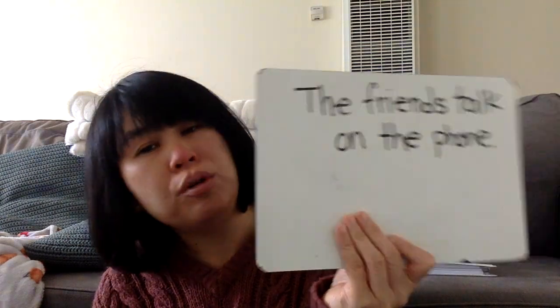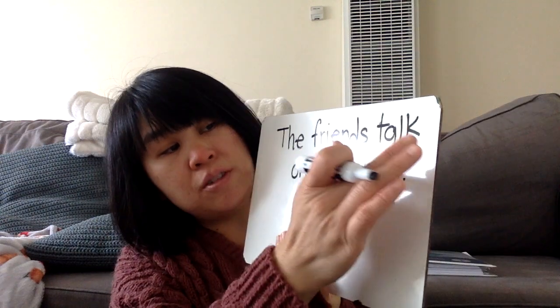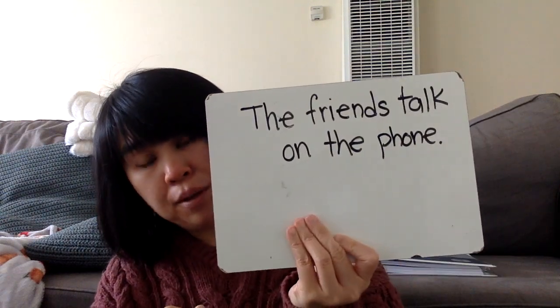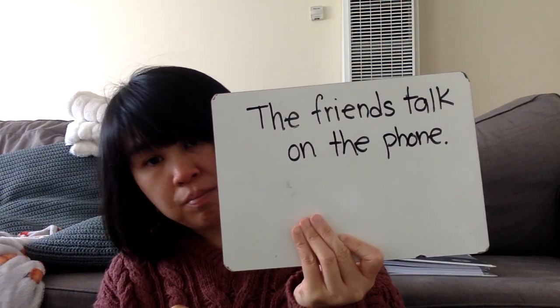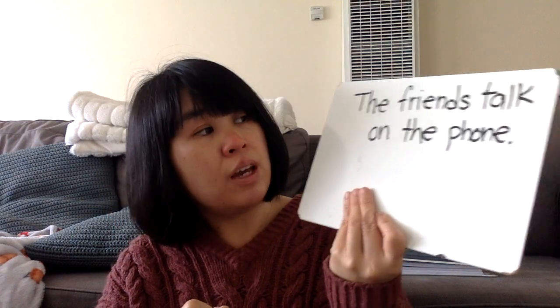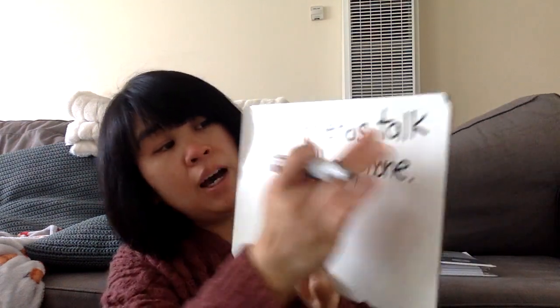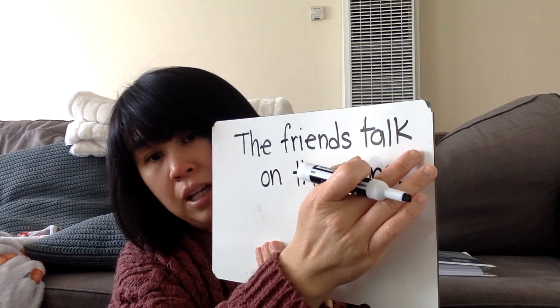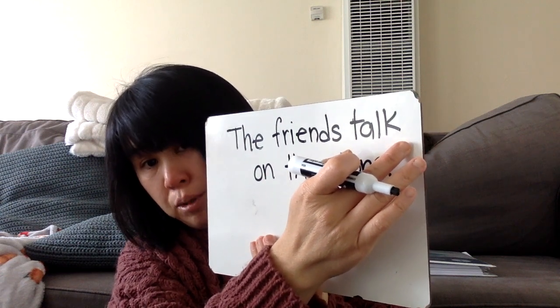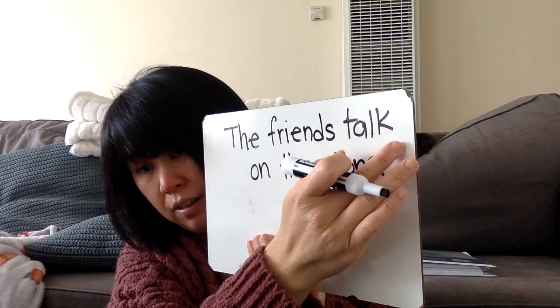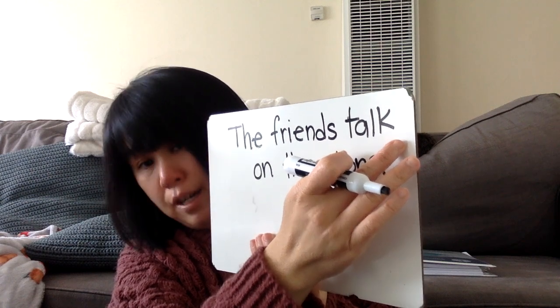Now, if there's more than one, I don't need an S at my verb. Say that with me. If there's more than one, I don't need an S at the end of my verb. If there is more than one, I don't need an S at the end of my verb. Good job. Okay, let's practice with some other things.